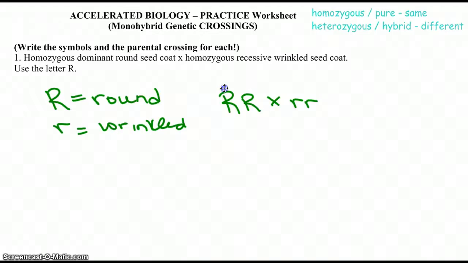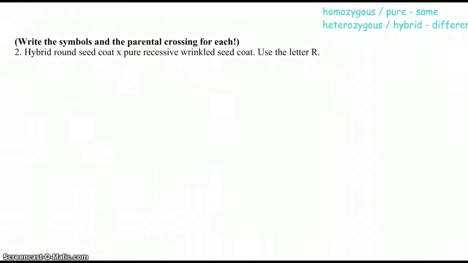Because if you don't have these parents set up right, everything from the Punnett square to answering the questions would be off. So that's very important. Okay, so let's go to number 2. Next I have symbols and parents again. Hybrid round seed coat crossed with a pure recessive wrinkled seed coat. So my trait is seed coat. I've got my contrasting alleles, round and wrinkled, and it wants me to use the letter R again.